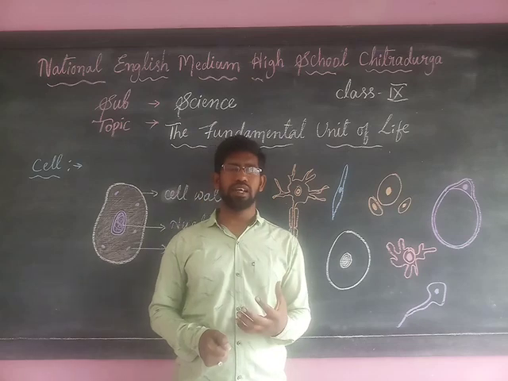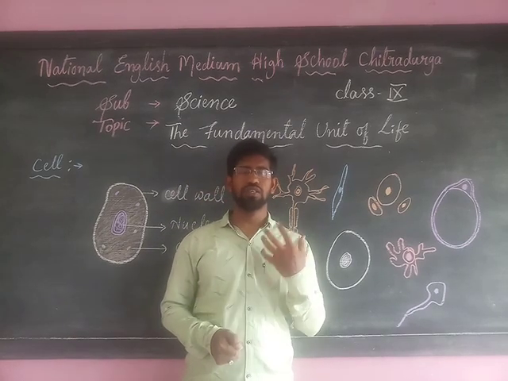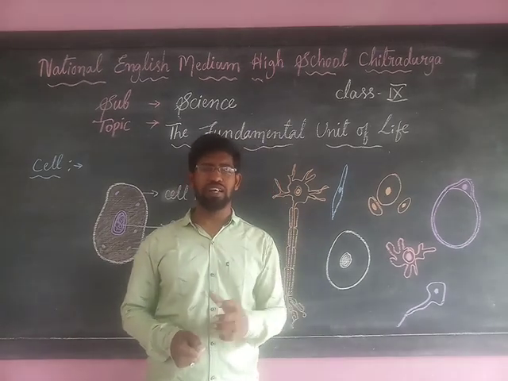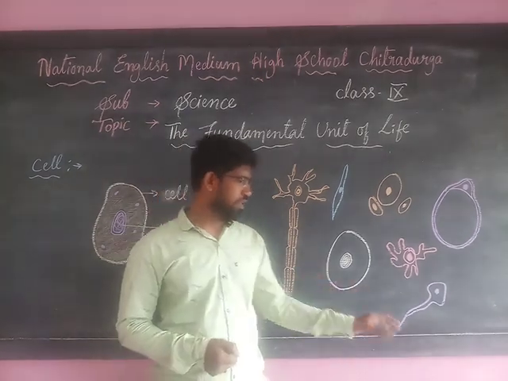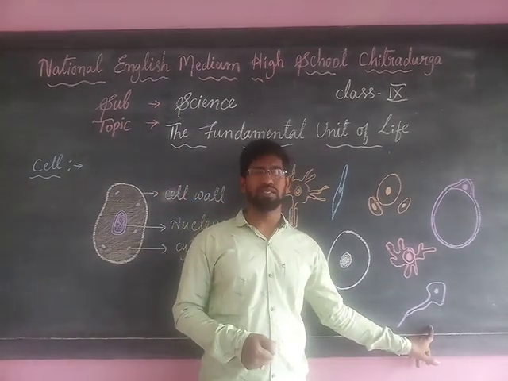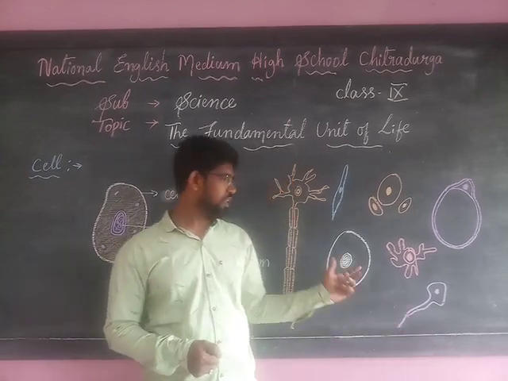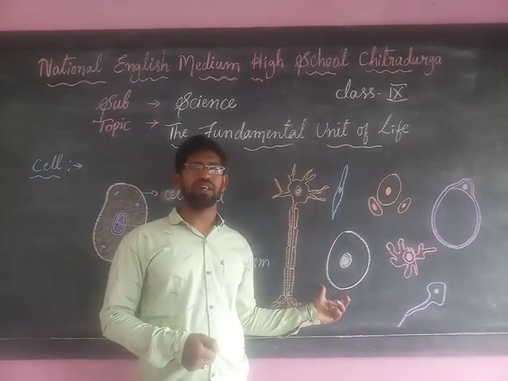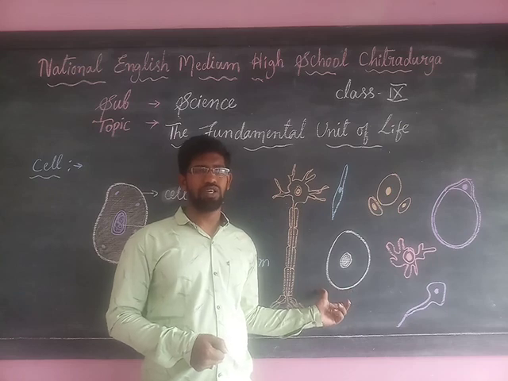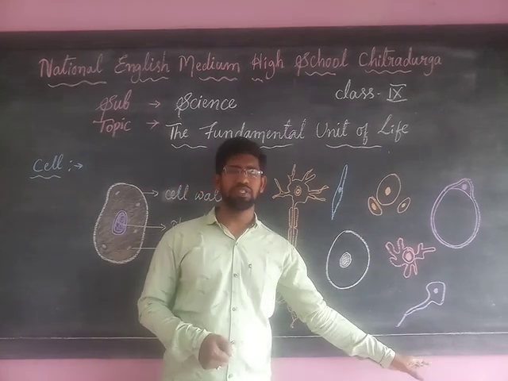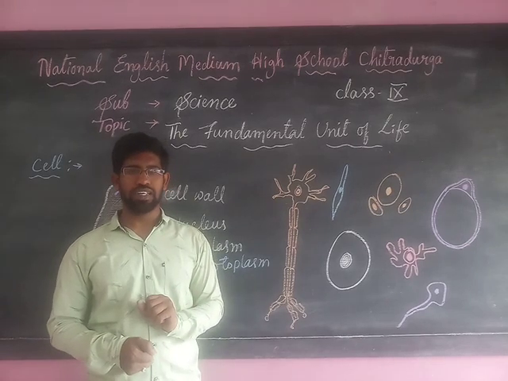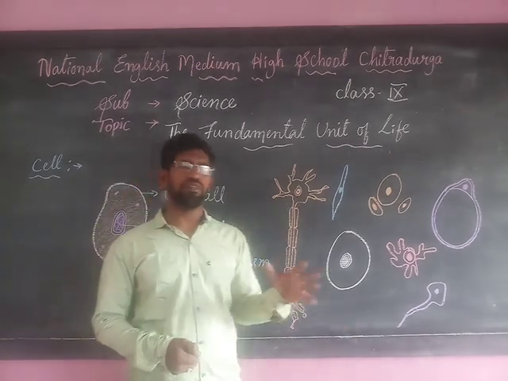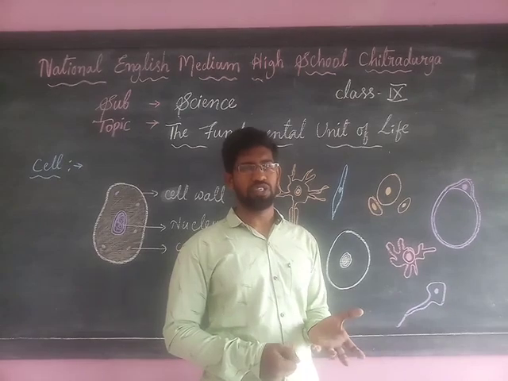And as I told you, animals have reproductive cells. Particularly here we are talking about human beings. The male reproductive cell is called a sperm and the female reproductive cell is called ovum or egg. So these are the different types of cells present within the body of a multicellular organism, and each cell has its own different function.